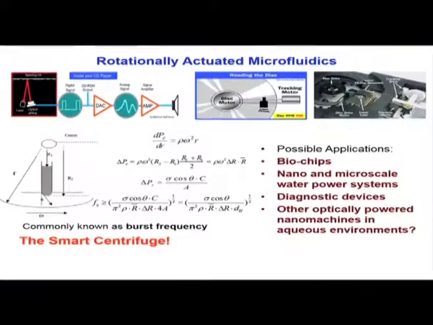So let us go to the slide. That is what we had summarized, and the expression for the Burst frequency. You can see here that in the final expression, area by perimeter is written as the hydraulic diameter dH, just an alternative way of expressing the same parameter. Possible applications: biochips. I started with that example, that you can use this CD as a platform for medical diagnostics, nano and micro scale water power systems, diagnostic devices, other optically powered nano machines in aqueous environments.